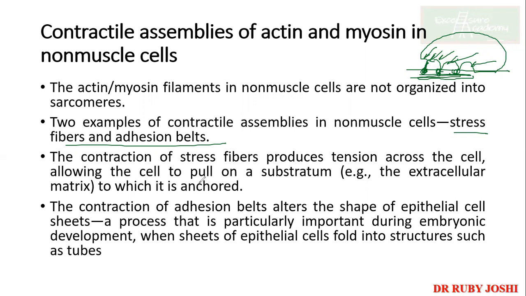So the contraction of adhesion belts alters the shape of the epithelial cell sheets, a process which is particularly important during the embryonic development when the sheets of epithelial cells fold into structures such as tubes.